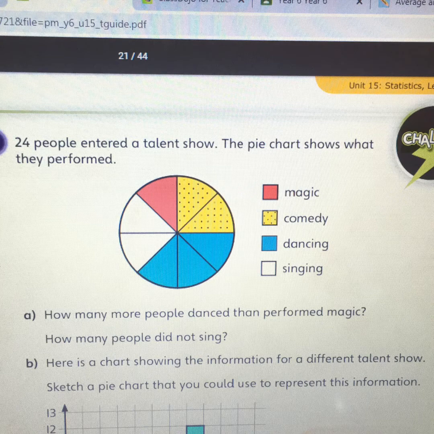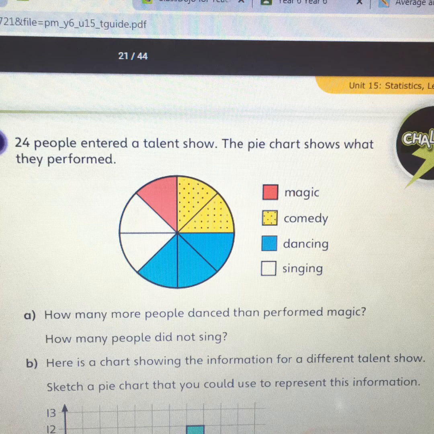So there were 3 people per segment. So how many people performed magic? Well, that's one segment, so it would be 3. How many people performed dancing? Well, that's 3 segments, and each segment's worth 3 people, so 3 times 3 is 9.